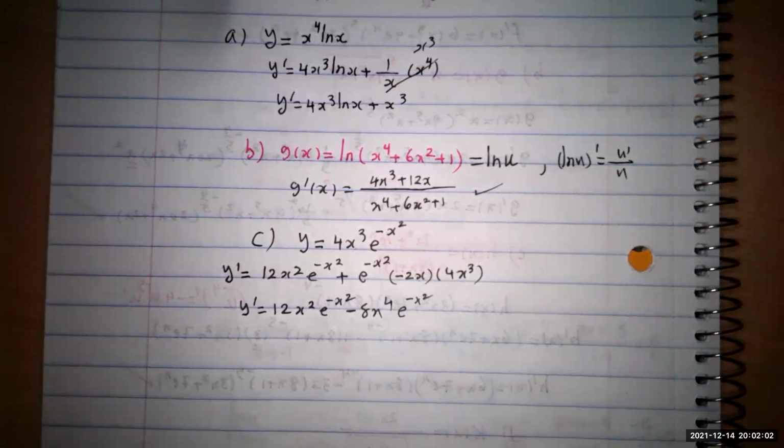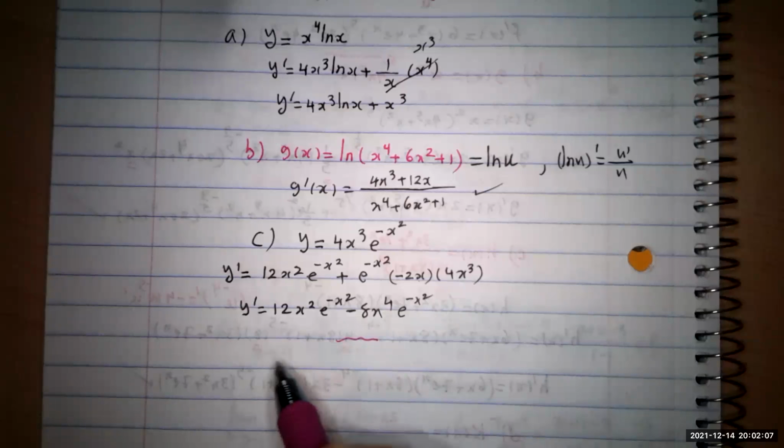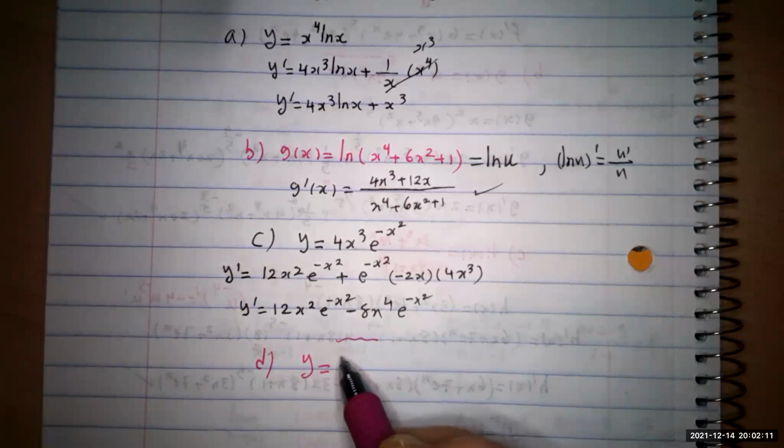Okay, so that's going to be part C. Part D is just to remind you of some of the properties of the log that we use. It is very similar to part B. It is the ln of the cube root.